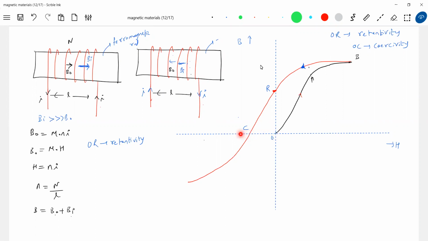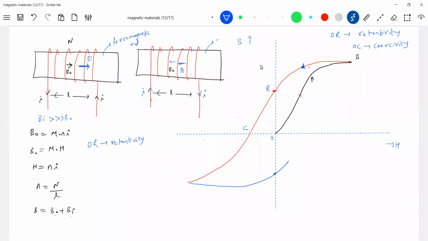Then as I further increase H, the magnetization will come in the opposite direction, the B_i. And again the domains will start aligning. Again, when all the domains get aligned, saturation will be attained, and further increase in H will not make further alignment of domains. So this is saturation. So now again I'll decrease H. Then again the curve will take a shape like this. Then when H has become zero, it will still retain some magnetization. That's called retentivity again.